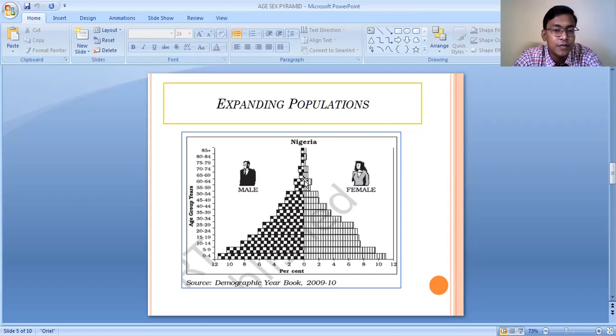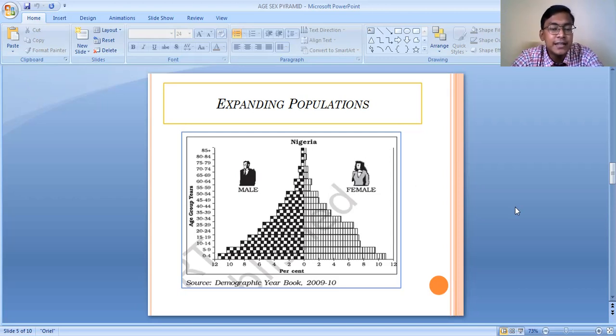Okay, this is the diagram of Nigeria, and this type of diagram is known as the expanding population. When the diagram is like this, you have to understand that it is an expanding population pyramid. It means that the country has a higher birth rate, and because of this very high birth rate, a larger number of people can be found in the lower age groups. And very few people are there in the higher age groups.